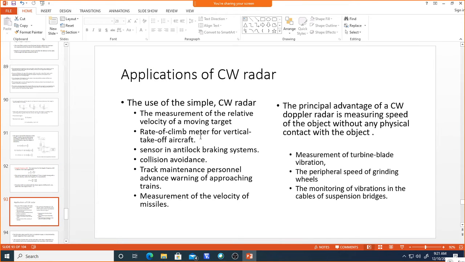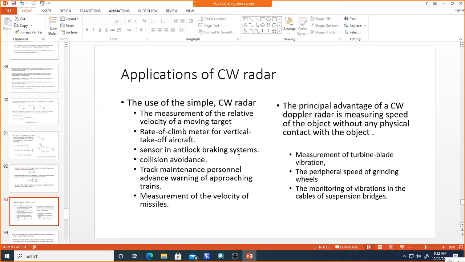And the rate of climb meter for vertical takeoff aircraft. That means, with reference to the ground, the height of the aircraft which is taking off, that also we can measure. Because the target is moving, with respect to the moving target, we can calculate the Doppler shift or relative velocity. Based on that, we can tell at which rate the aircraft is going to take off. And even when the landing is happening, that proper landing also we are able to detect, in the aircraft landing system. In that also, this continuous wave radar will be helpful.